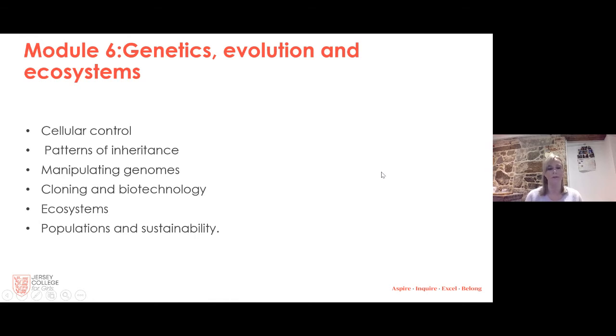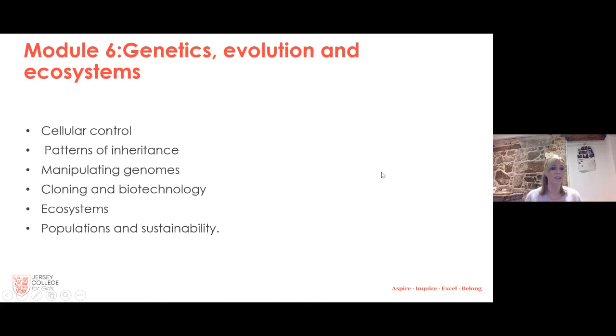Students absolutely love this topic and they really do go away from this inspired in genetics. So they look at cellular control, so how genes can be switched on and switched off to control body plan. We look at inheritance, so where students have looked at the inheritance of one trait in year 11, they look at the inheritance of two at a time, and then we look at the interaction between multiple genes where some genes can overpower the expression of others.